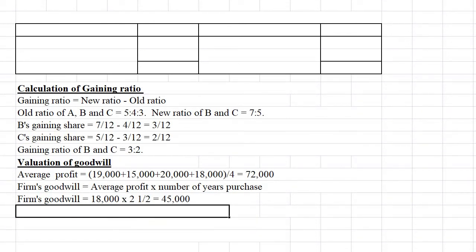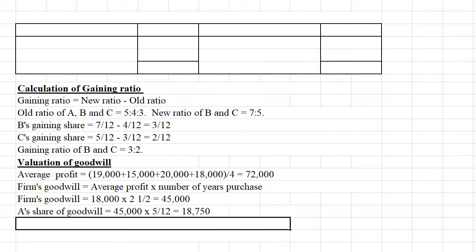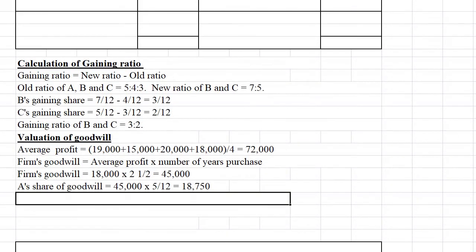Now what we have to calculate? Yes, out of that what is A's share of goodwill? A's share of goodwill is equal to 45,000 into his share. His share is 5 by 12. So 45,000 into 5 by 12, 18,750. Then this will be borne by continuing partners. Borne by continuing partners means continuing partners have to compensate the deceased partner's executor.